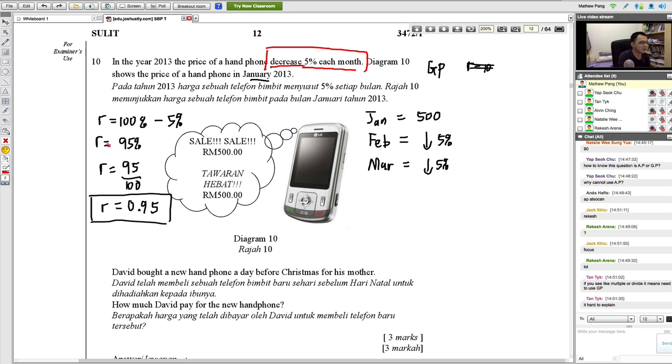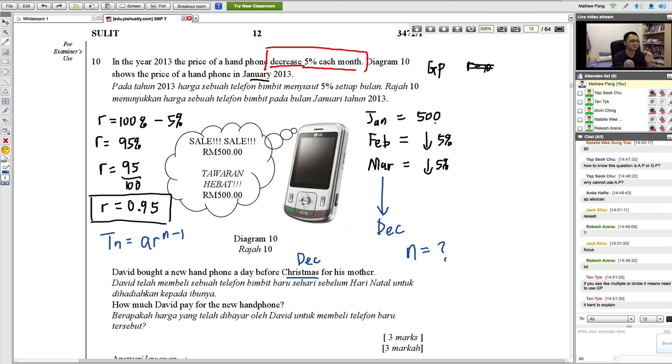Okay. So now you have the second difficulty, you have the second problem you need to solve. Now the question asks, David will bought a new handphone a day before the Christmas. So I hope you understand Christmas actually means December. Now, from January to December, now the difficult part is you have to know what value you should put for n. Of course, we know the formula for an is AR n minus 1 for geometric progression. But what is the value for n? From January to December, I know it's 12 months.